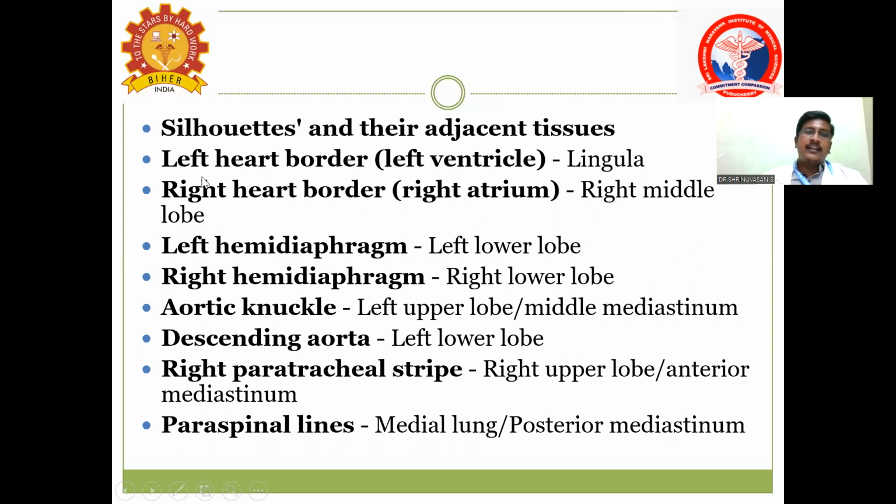Suppose the normal contour of the left heart border is lost, then it may be due to pathology in the lingula. When the right heart border is lost, then it may be pathology in the right middle lobe. So like that, based on the silhouette margins, wherever it is obscured, there will be a pathology in the adjacent lobes.